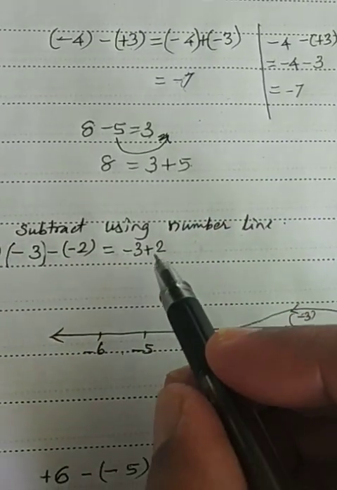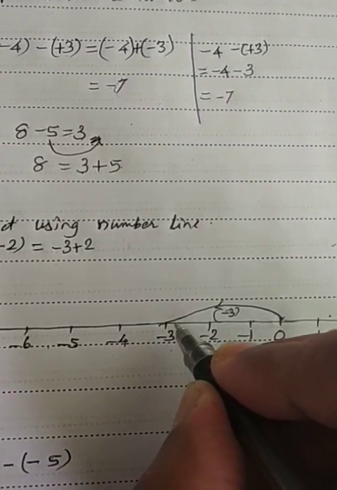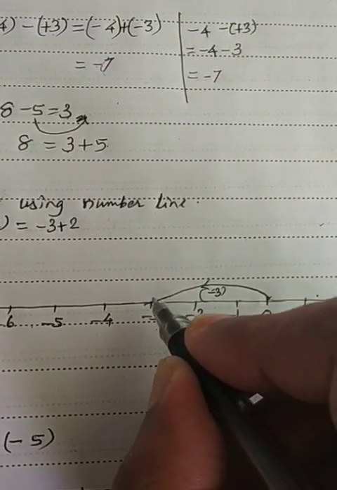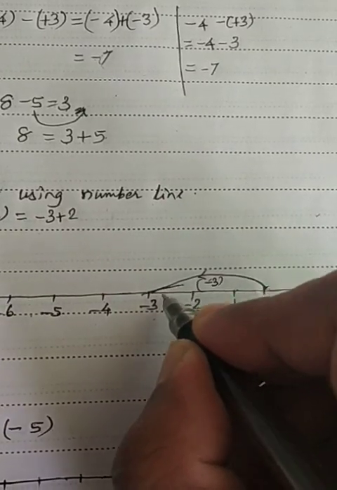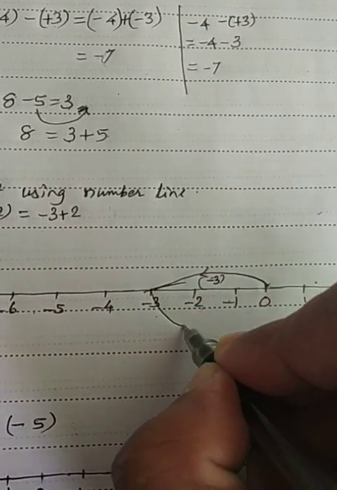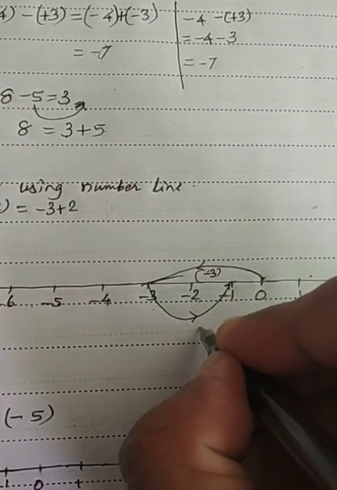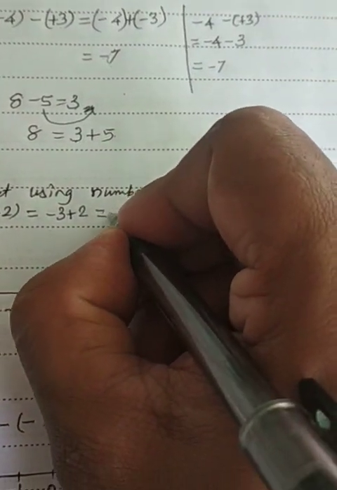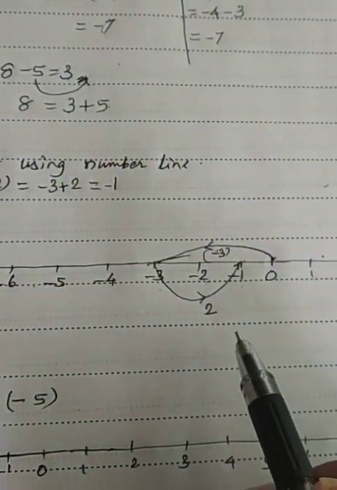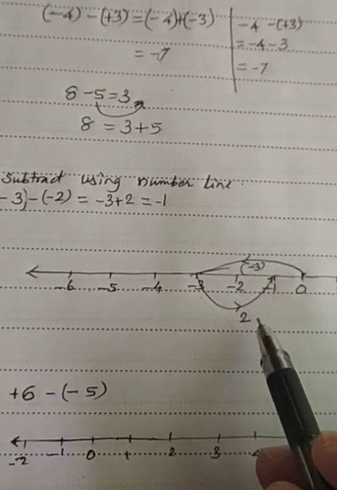Okay. So this is plus 2. Plus 2 means what? We'll move towards the right side. 2 steps right side. 1, 2. So we'll reach at minus 1. The answer will be minus 1. Do you understand this? Can you do it yourself?